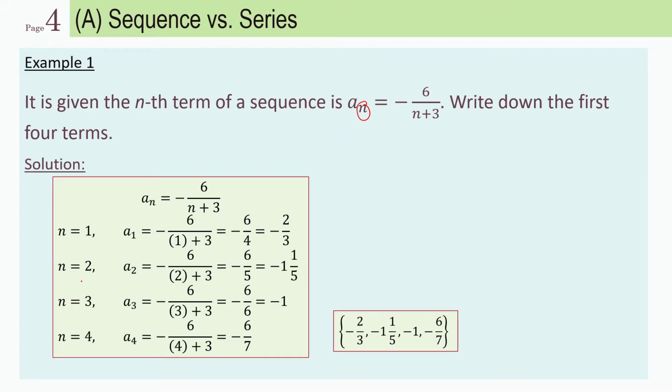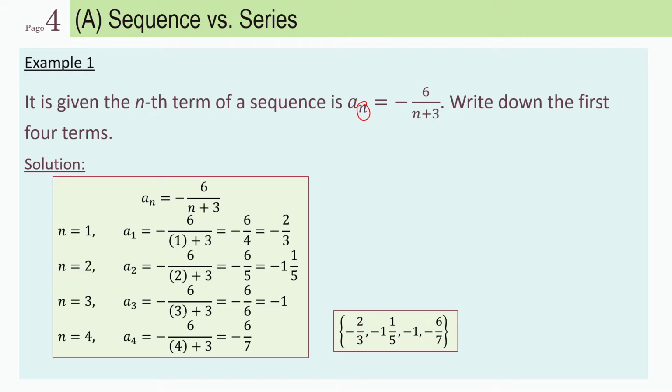For the second term, I substitute n equals 2. So whenever I see n, I replace it with 2. So I have negative 6 over 5. And actually you can leave your answer as negative 6 over 5. No need to change it. It doesn't matter. Okay, so for the third term, replace n with 3.